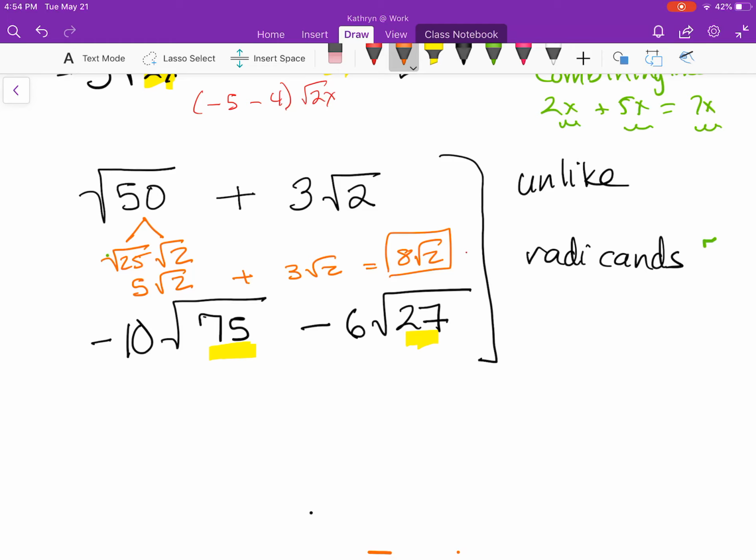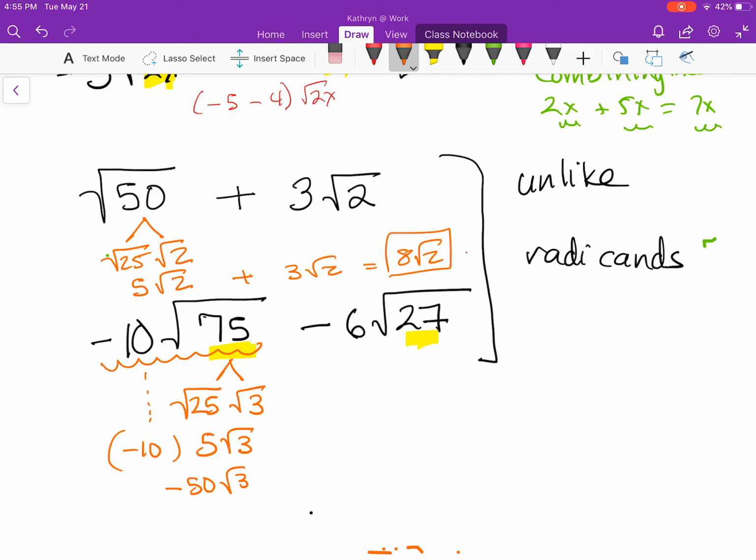And then the bottom one, negative 10 radical 75 minus 6 radical 27. So those are definitely not the same. Let's split them up. Radical 75, I could split up into radical 25 times radical 3, which becomes 5 times radical 3. And don't forget that coefficient out in the front. I'm still multiplying by negative 10, which would give me negative 50 radical 3. So now I've taken negative 10 radical 75, and I've rewritten it as negative 50 radical 3.